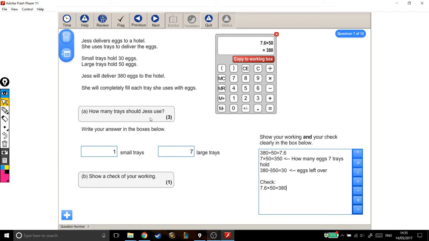So, 3 marks for that first part, finding out how many trays you need, and then an extra mark for checking your working.